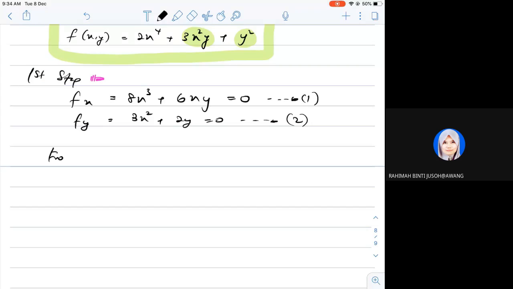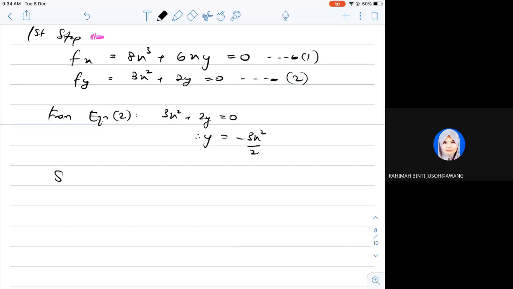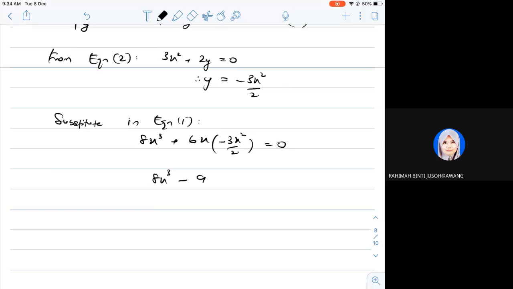So from equation 2, we have 3x squared plus 2y equals to 0. Therefore, y equals to negative 3x squared over 2. Okay. So substitute in equation 1. Kita ada 8x cubed plus 6x multiplied by y, so y is negative 3x squared over 2 equals to 0. So dia jadi 8x cubed minus 9x cubed, isn't it? Senang lah. Jadi negative x cubed.